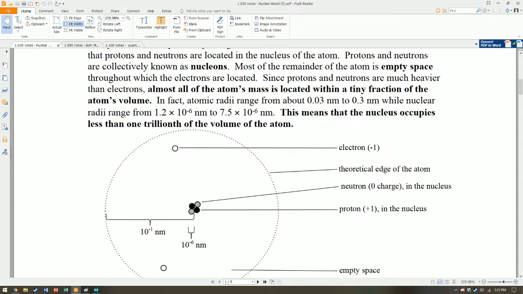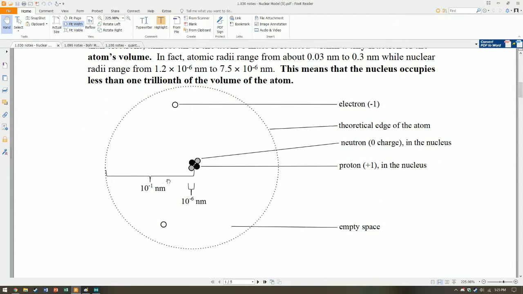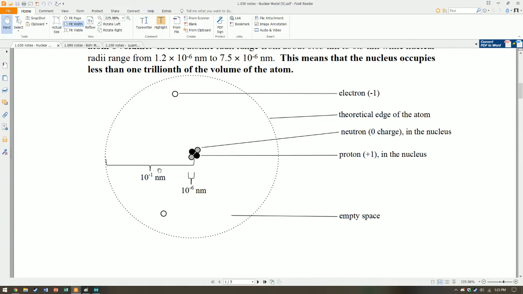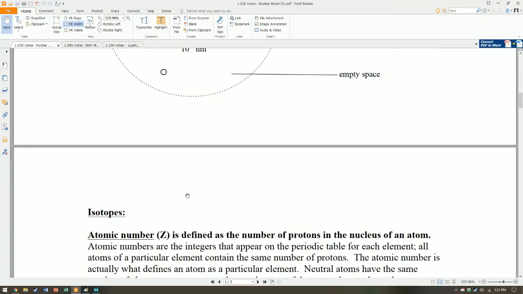Important things to note here is that the atomic radius is much bigger than the nuclear radius. To give some perspective, the atomic radius is about 100,000 times bigger than the nuclear radius. And the nucleus is very, very, very densely packed. It's less than 1 trillionth of the volume of the atom overall. Just that nucleus. That's how densely packed it is.